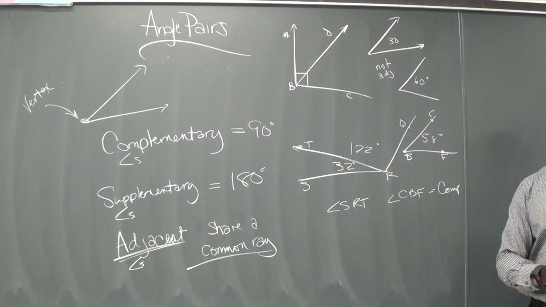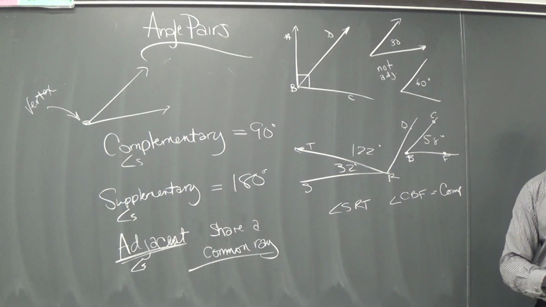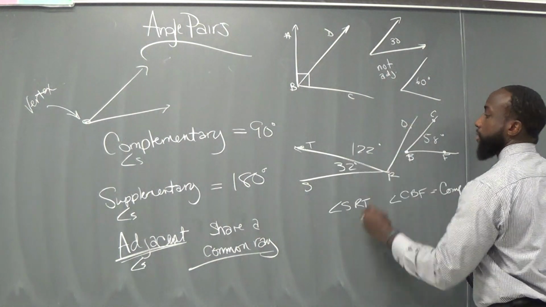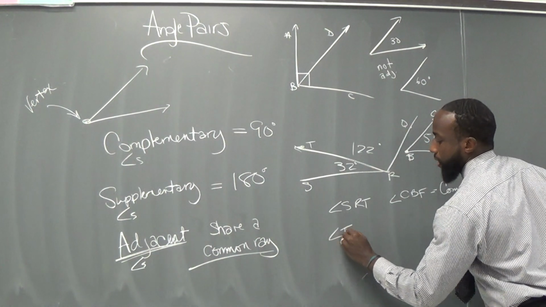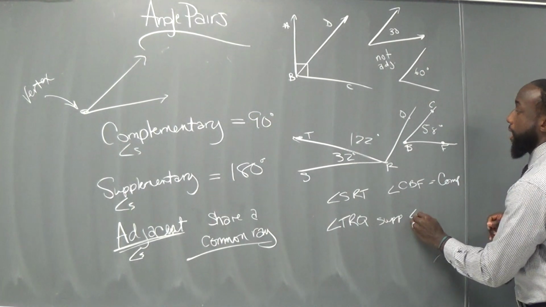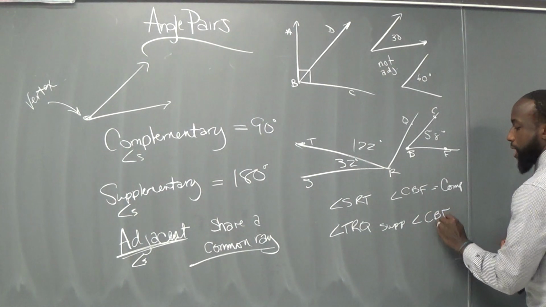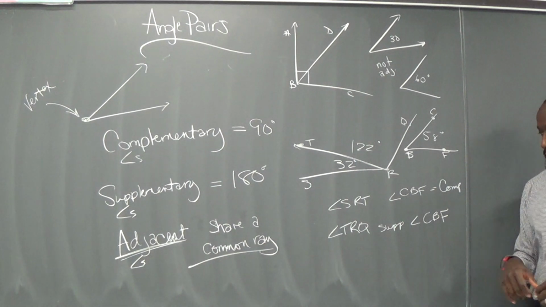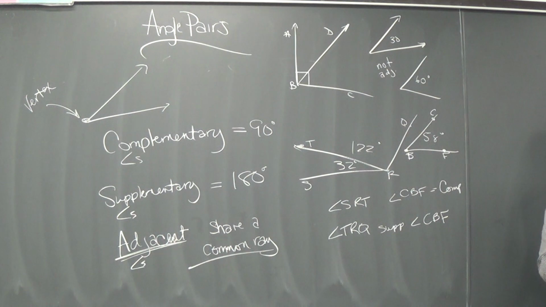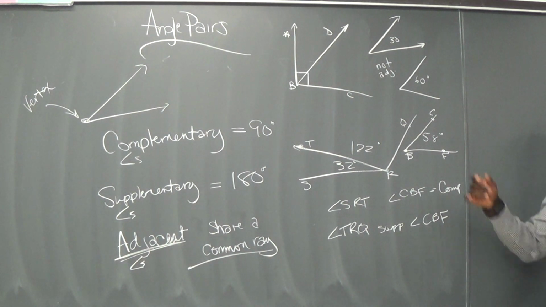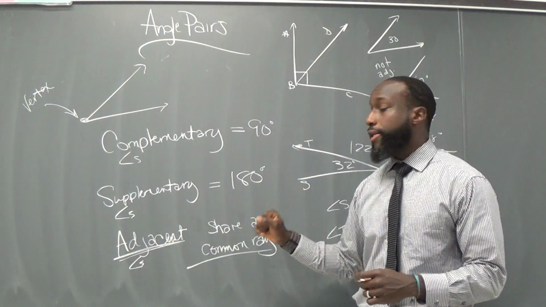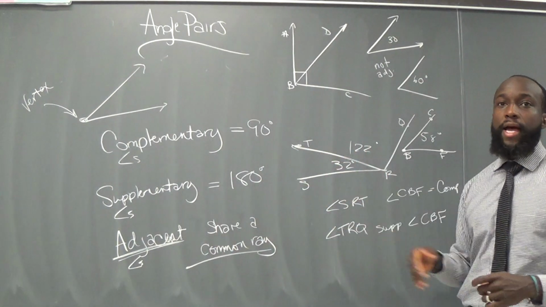Supplementary angles. Do we have any supplementary angles? Yes, ma'am. TRQ and CBF. Angle TRQ is supplementary to angle CBF. These two angles add together to equal 180 degrees. Okay? That's complementary, supplementary. So we got complementary 90 degrees, supplementary 180 degrees, and adjacent, they share a side.